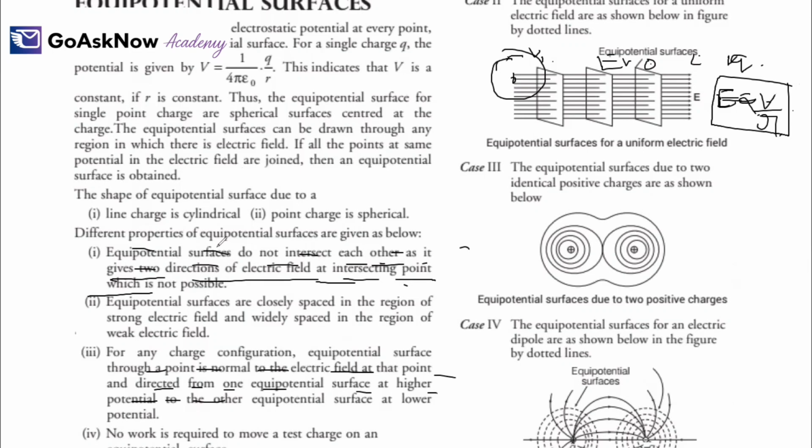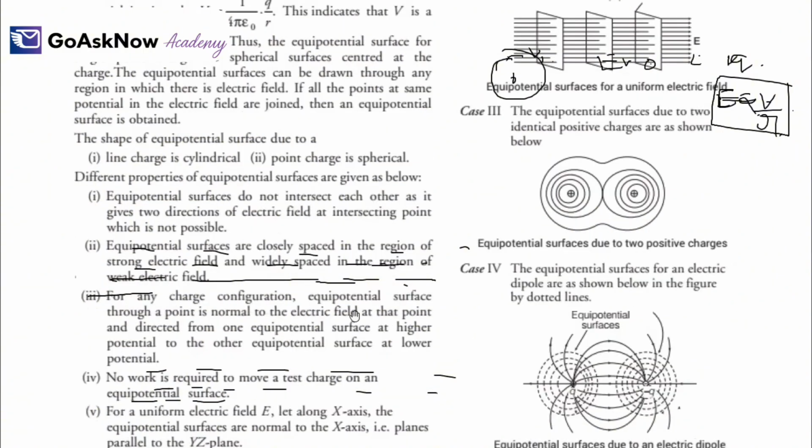Now see the next property. For any charge configuration, the equipotential surface through a point is normal to the electric field at that point, and directed from the equipotential surface at higher potential to the equipotential surface at lower potential.